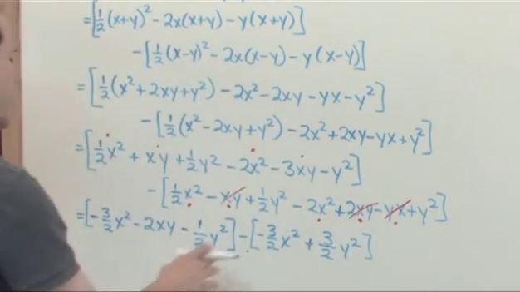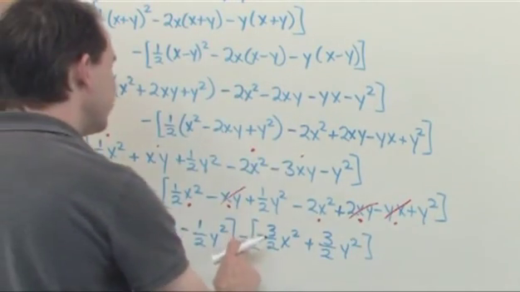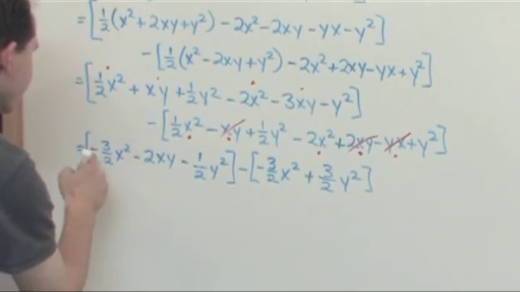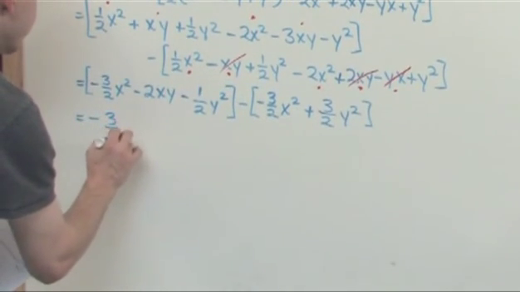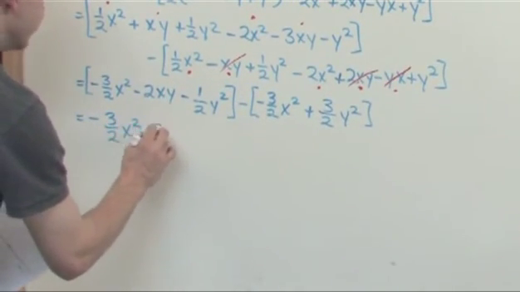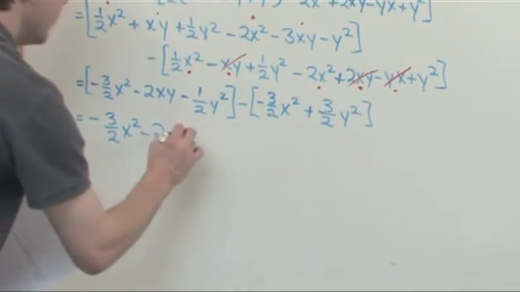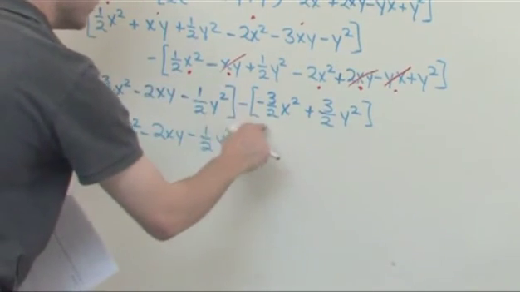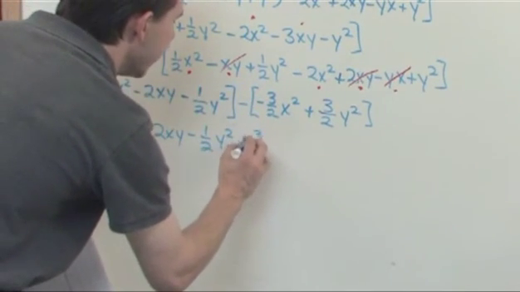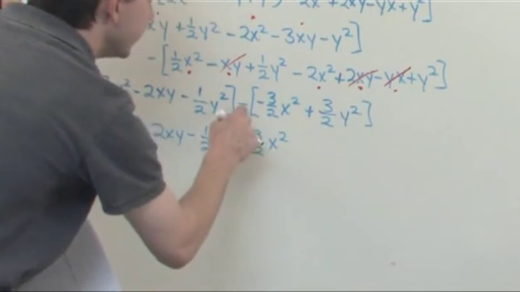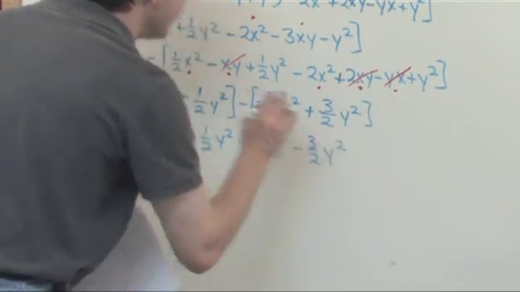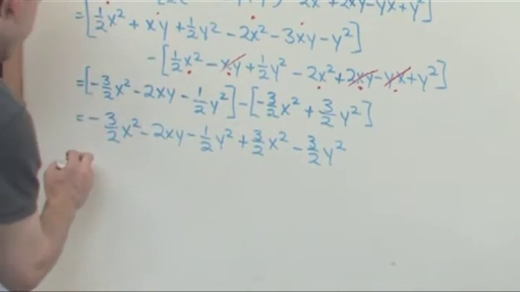Okay? Now before we go any further, I want to rewrite everything, distribute this negative into everywhere, and then we'll finally collect terms, and I promise you we'll be well on our way to finishing this problem. So just rewriting this stuff: negative 3/2 x squared, negative 2 times x times y, minus 1/2 y squared. All I've done is rewrite this. Distributing this in, you have positive 3/2 x squared, and then you have this negative 3/2 y squared.